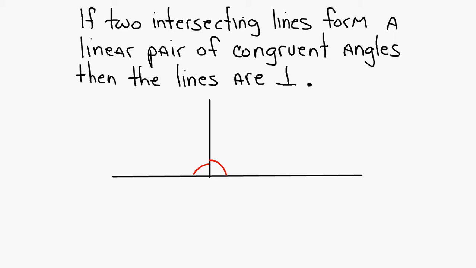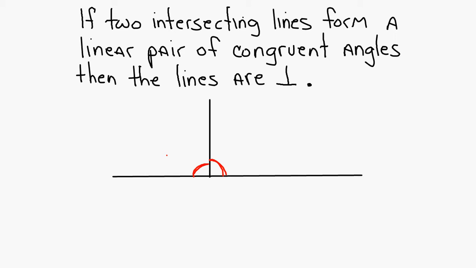Is this a diagram of two intersecting lines that form a linear pair of congruent angles? Well, I don't think it is. These two angles are a linear pair, aren't they? This angle on the left and this angle on the right, they're a linear pair. The two angles form a line.